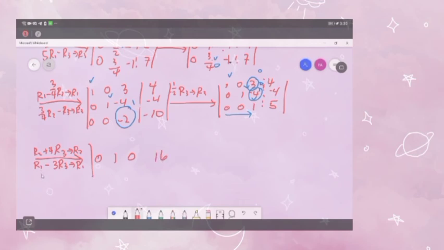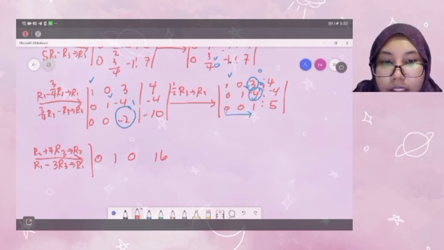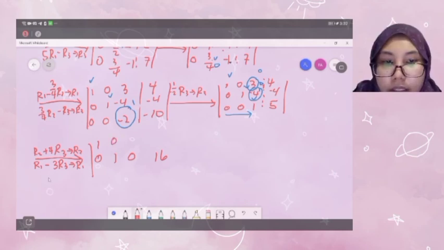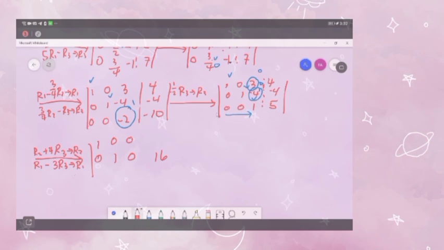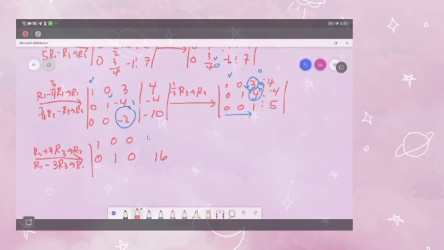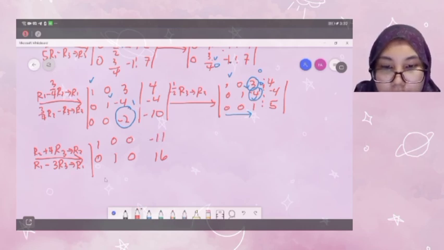Okay, so next is row 1. Okay, row 1 minus 0. Okay, because 3 times 0 is 0 and put it in row 1, so this is 1 here. Okay, 0 minus 0 is equal to 0 here, and 3 minus 3 times 1 is 3 minus 3 is equal to 0, and 4 minus 3 times 5 is equal to 15, and we get here is negative 11. Okay, and we just write it back here, 0, 0, 1.